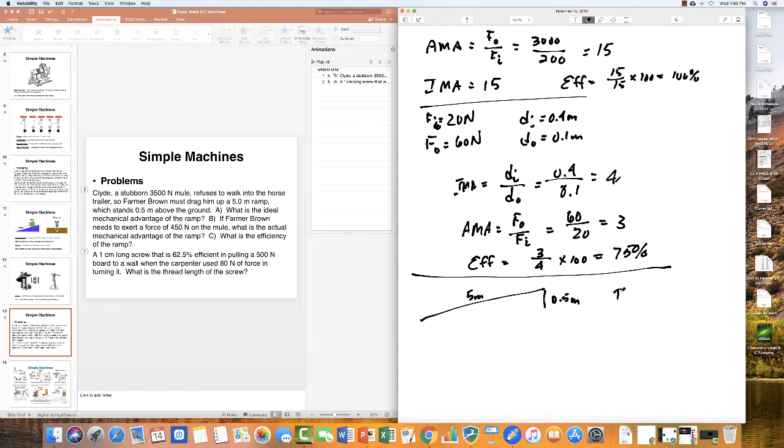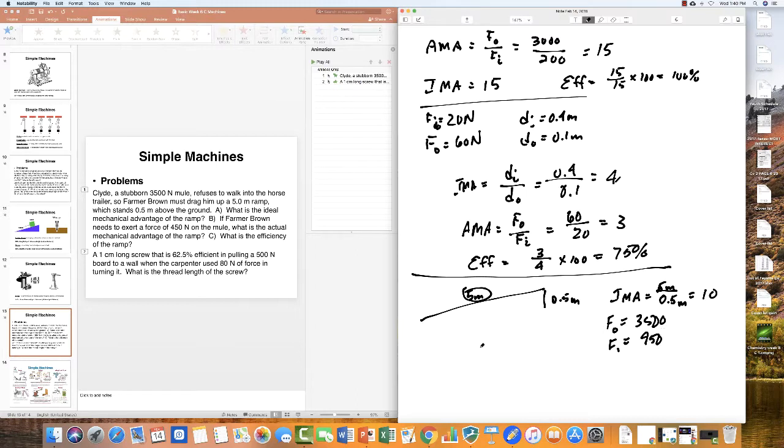And so the ideal mechanical advantage is equal to the input distance divided by the output distance, and you get 10 as your ideal mechanical advantage. Now the mule, the load, is 3,500 newtons. The input by Farmer Brown is 450 newtons.